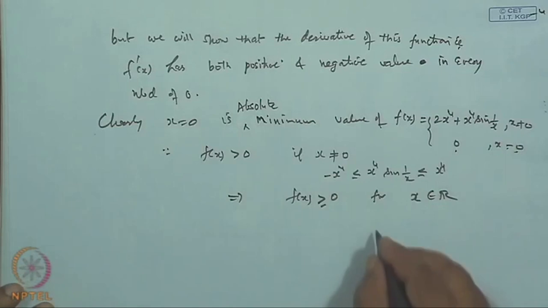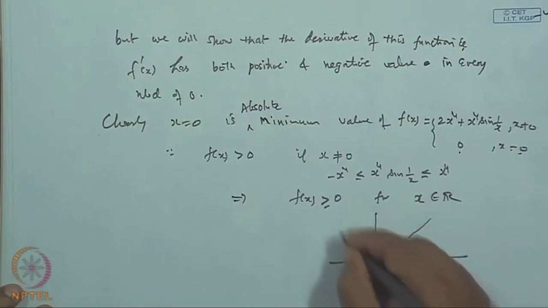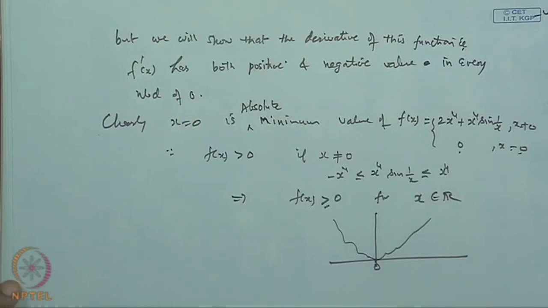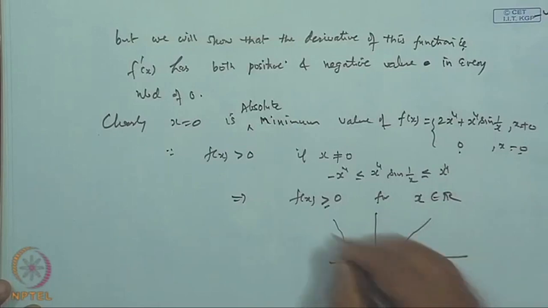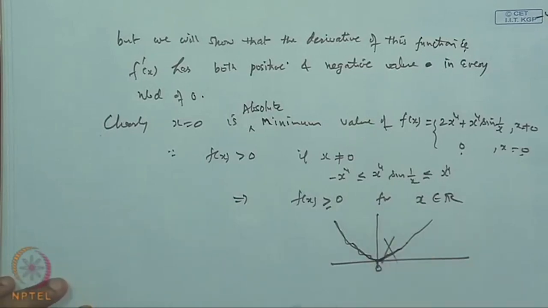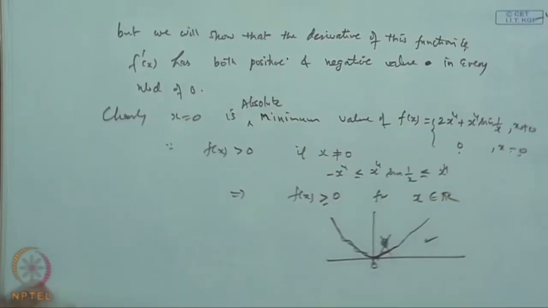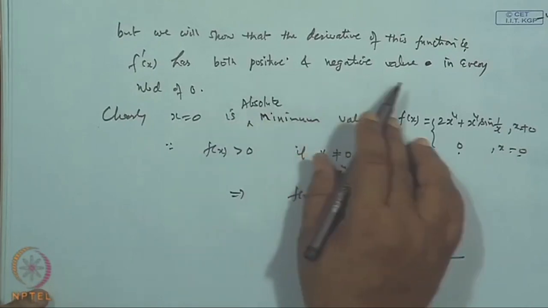And so, what we wanted to show: this function at the point 0 is 0. And for the rest, I don't know what type of function this is. It will go something like this, okay. Maybe x to the power 4 dominated something. So, a curve will be there, may be like this. Now, this point 0 is the point where it attains the absolute minimum value. What we wanted to show is that its derivative will have both positive and negative values in this interval.